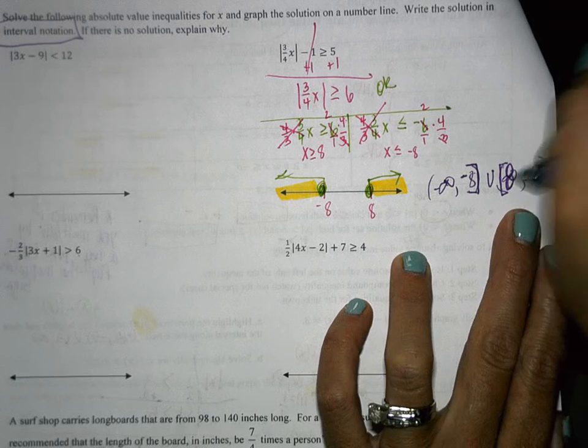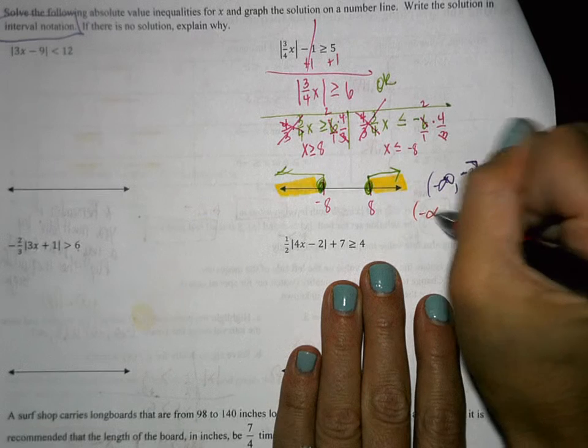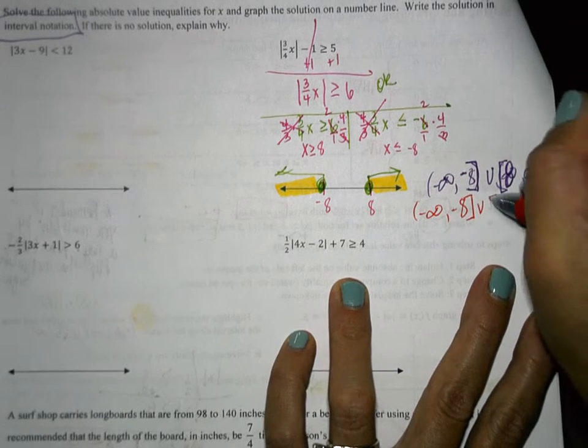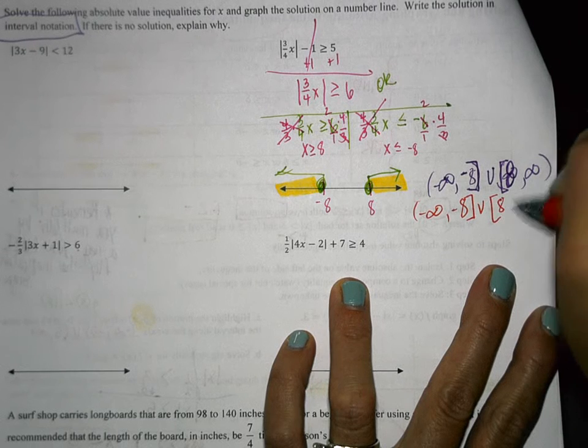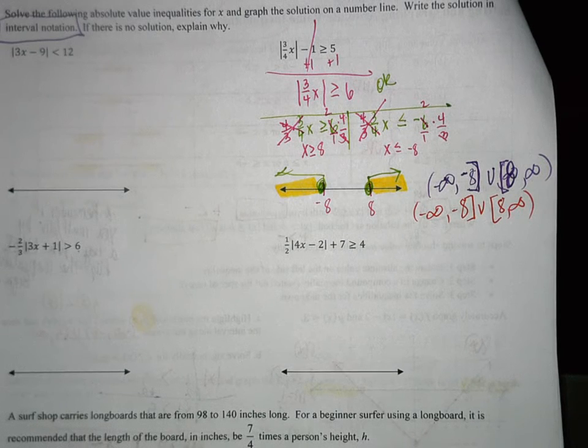I'm not sure what it is. So, sorry. Pretend that's an 8. I'll rewrite it one more time. Negative infinity to negative 8. 8s and infinities are hard to write at the same time. Okay. All right. Any questions there? Okay. Next one.